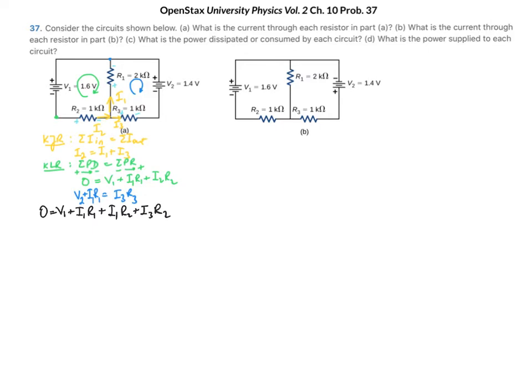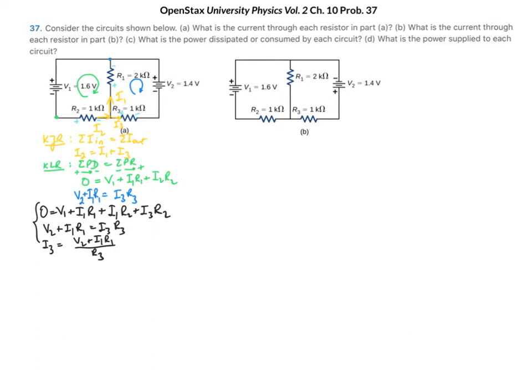And then I still have the second equation, V2 plus I1 R1 equals I3 R3. I like to keep my equations together so that I know what I'm working with. So now from the second equation, I can solve for I3. So I3 is V2 plus I1 R1 divided by R3. And now I have an expression for I3. I can plug it into here.